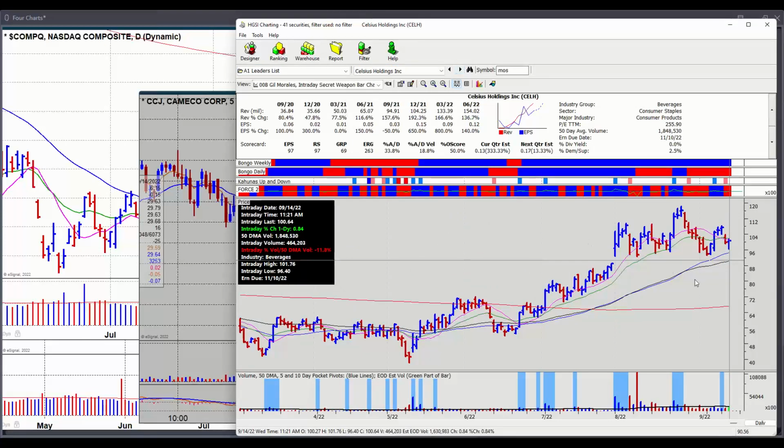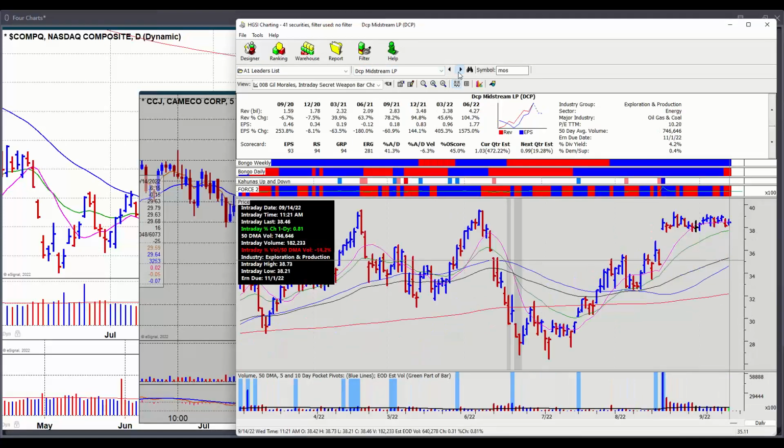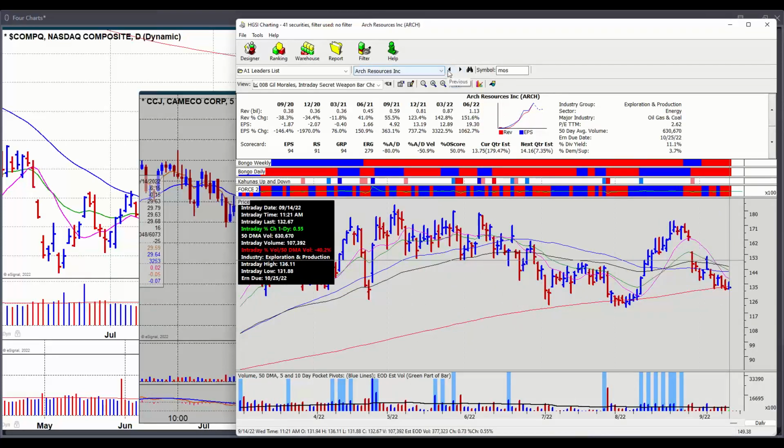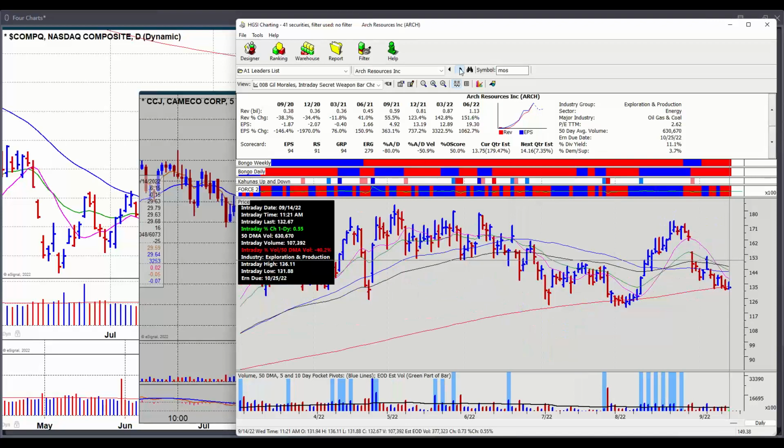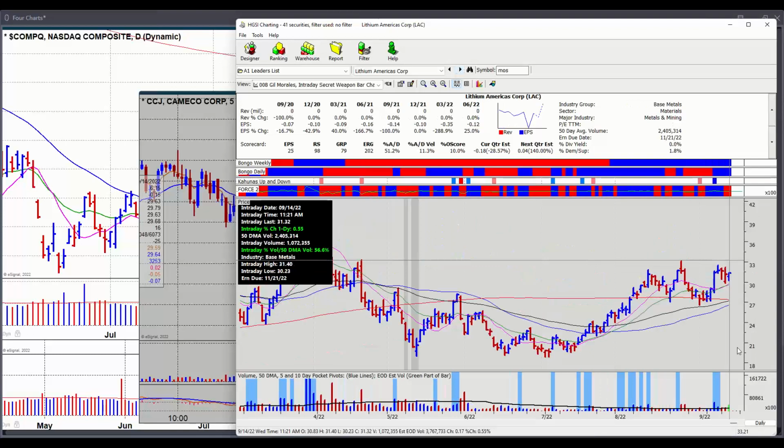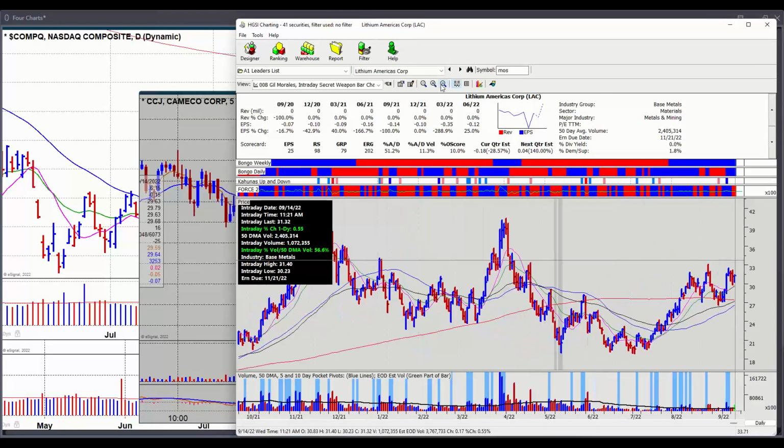So Celsius, this one's coming back into the 20-day line. This is one we've been talking about. That's a short entry there. I think these guys are being bought out. That's why it's tight here. I don't know, I'd have to double check that. Here's Arch Resources, a coal name, ready to bust a 200-day line. These are some of the lithiums I'm talking about.